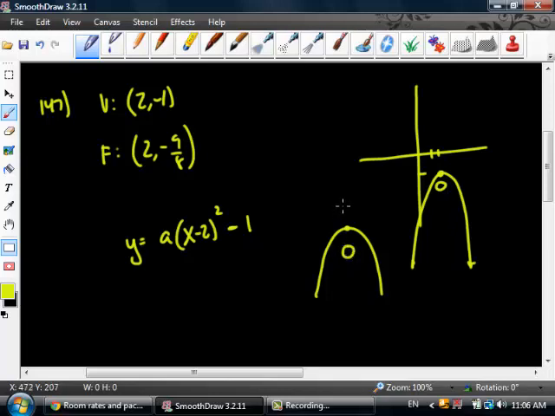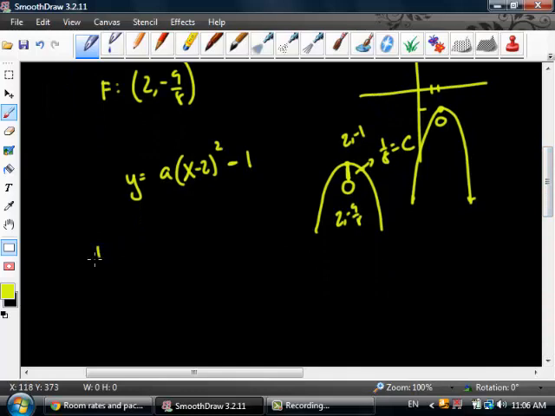This is 2, -1. This is 2, -9/8. What is the distance between -1 and -9/8? What is that distance right there? Nate? 1/8. And that is equal to the letter what? C. So now we use this information to plug into our formula, which is 1 over 4a. Go ahead and cross multiply that. 4a equals 8. A equals 2.